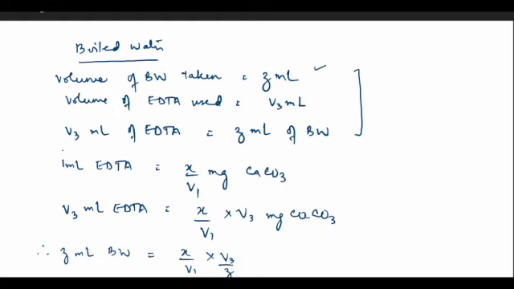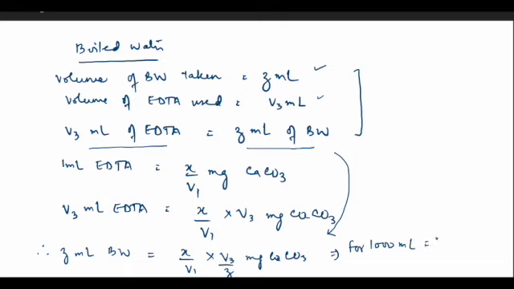Why? Because V3 ml of EDTA is equivalent to Z mL of boiled water. So we just use this information over here, and this much milligrams of calcium carbonate is there. So this is for 1 ml or Z mL only. That implies if we want to calculate for 1000 ml of boiled water, what will be the expression? X over V1 into V3 over Z into 1000, this much milligrams of calcium carbonate.